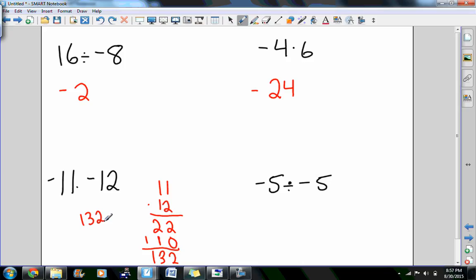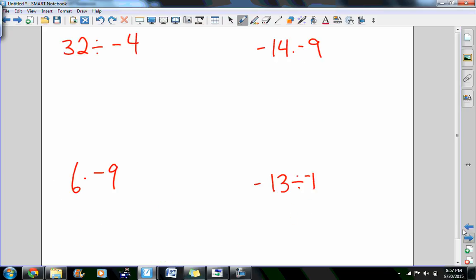Here in the bottom right, we have a negative divided by a negative. Therefore, our answer has to be positive. -5 divided by -5 is +1. I want you to try these problems on your own.